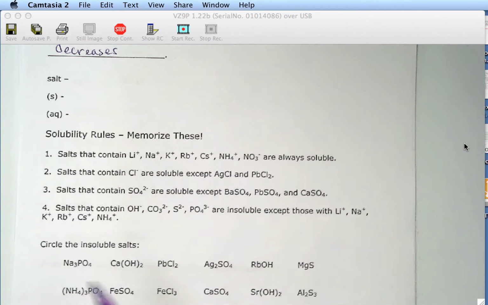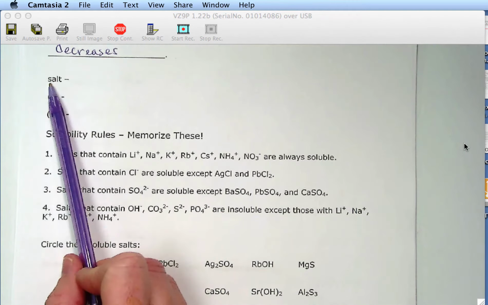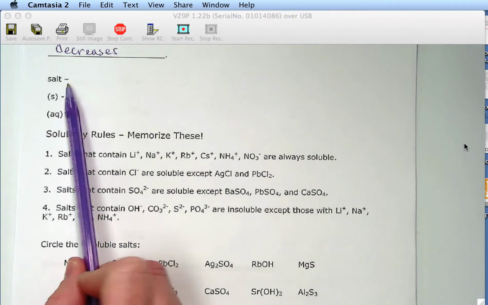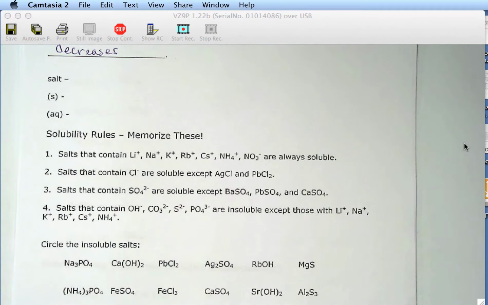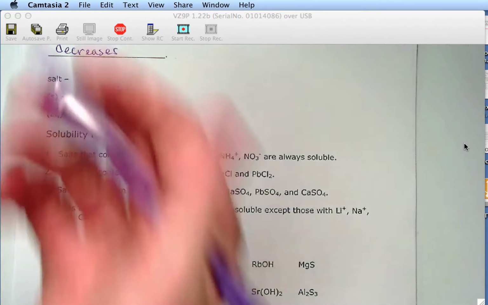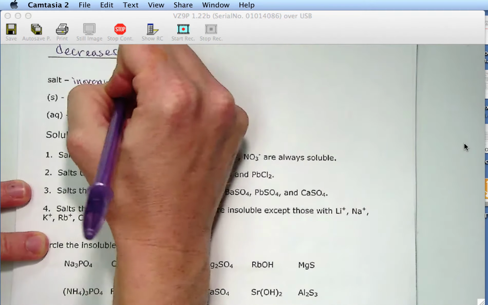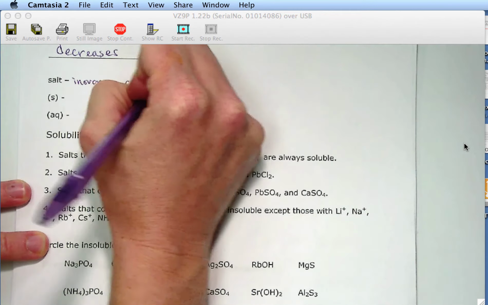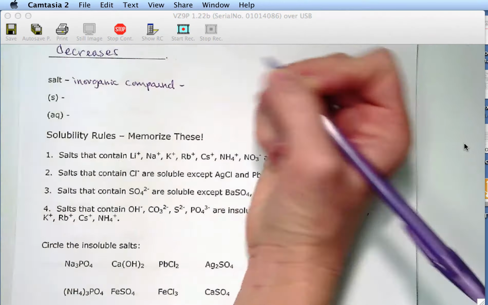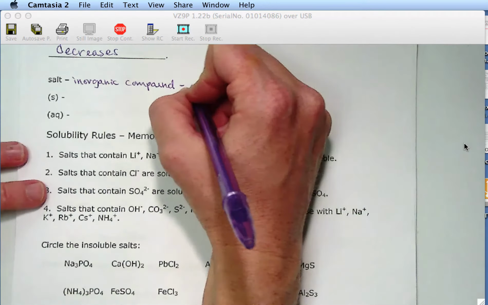So in these rules, you'll see and hear me state salt. And when I hear salt, I think of table salt, just sodium chloride. With these rules, and in inorganic chemistry, when you hear salt, it's really just an inorganic compound. So it's ionic.